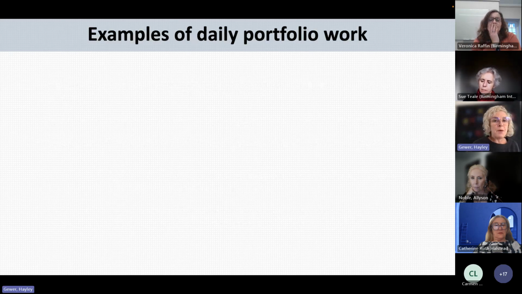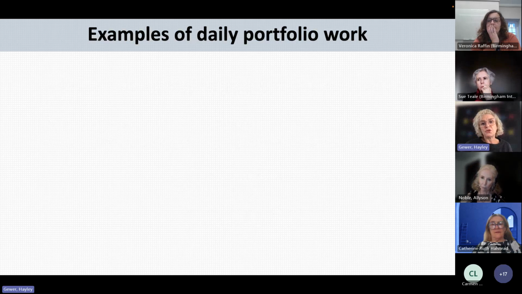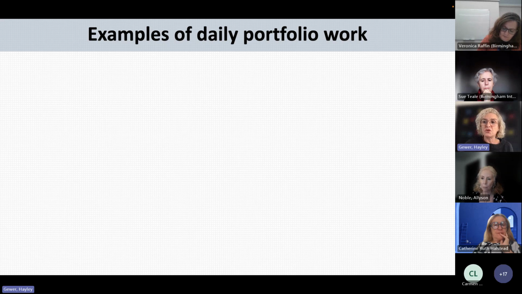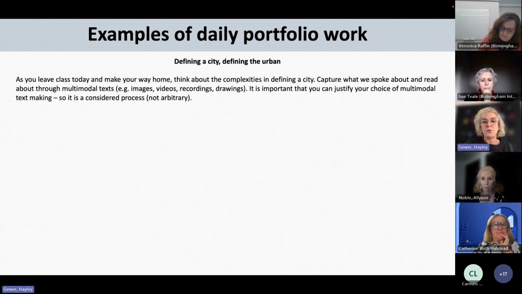So each day after lectures and seminar work, there was a certain amount of time set aside, 30 to 40 minutes each day, for students to do a little bit of work on their portfolios. Because it's such an intensive module and the submission date was quite close to the end of the module, they needed to engage every day with the themes that we were working with, but also what it meant for them and how they were going to represent it in their portfolios. So I'll just show you some examples of the daily portfolio work.